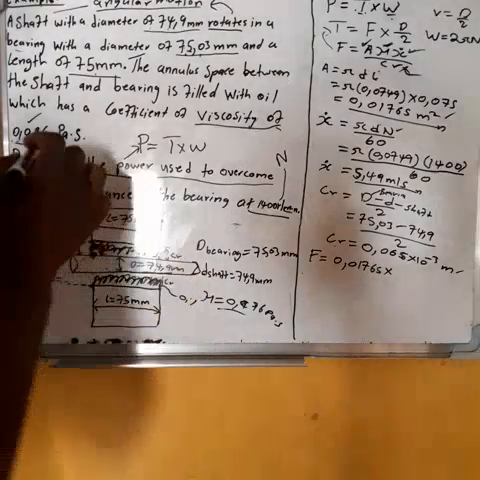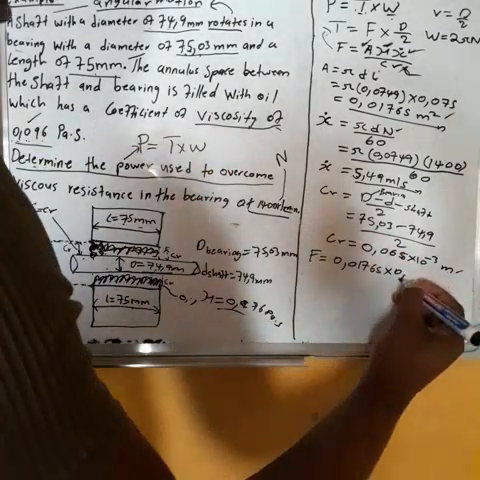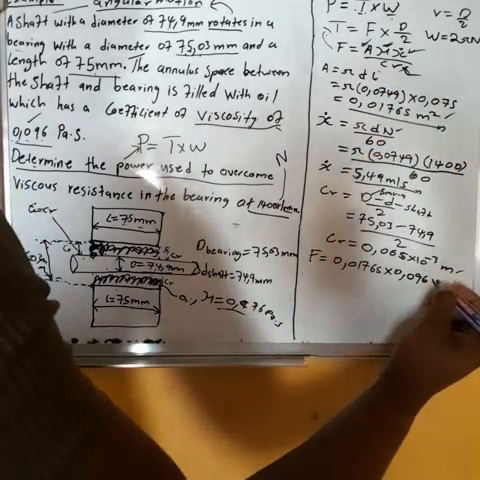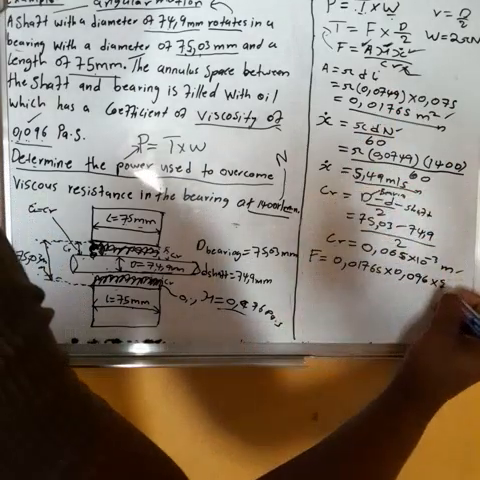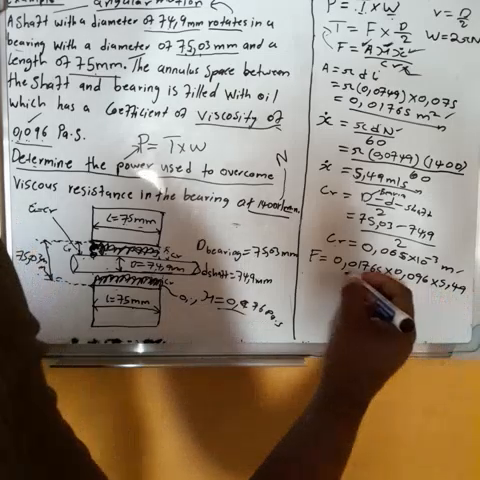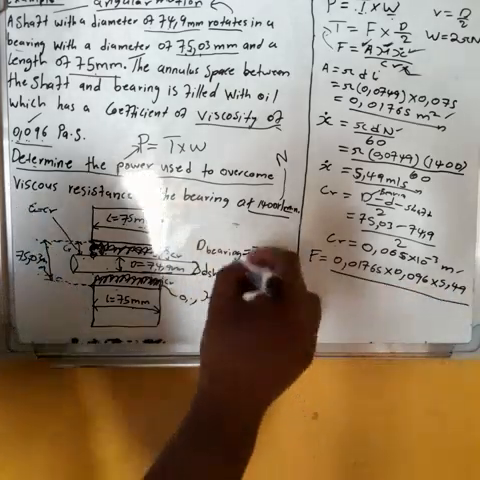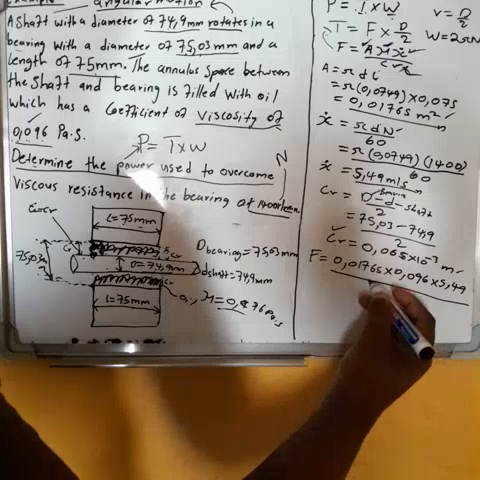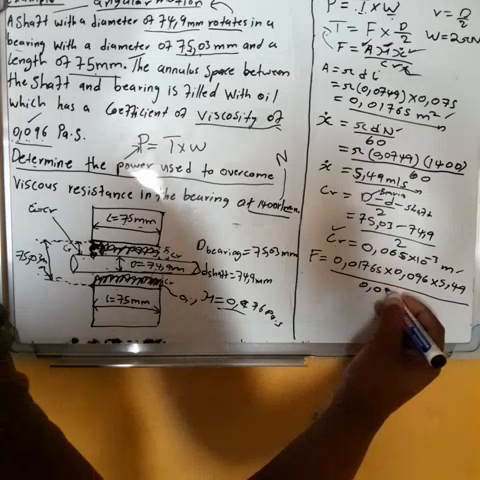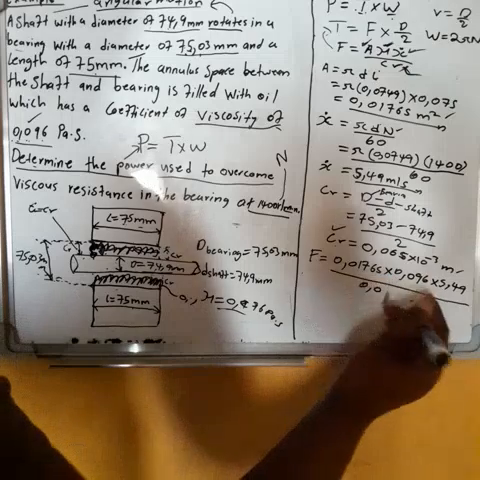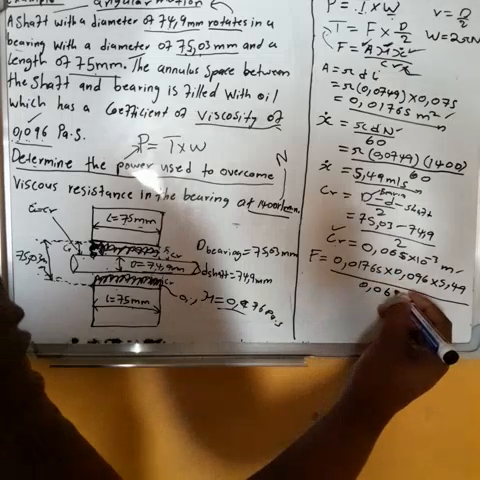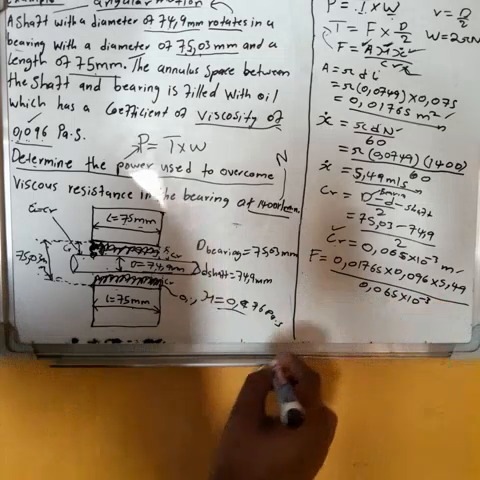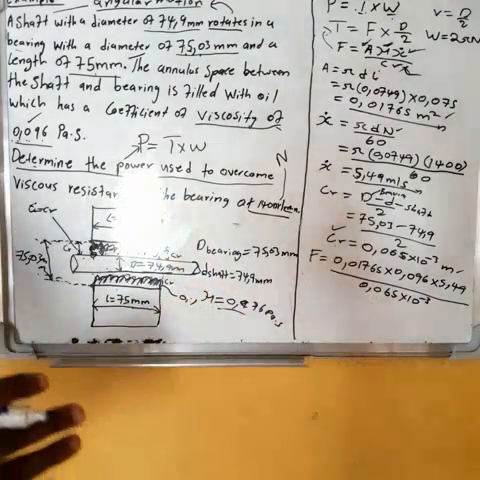Then we substitute 0.096 and multiply by the velocity we have calculated, 5.49, divided by the clearance, which is 0.065 times 10 to the minus 3.